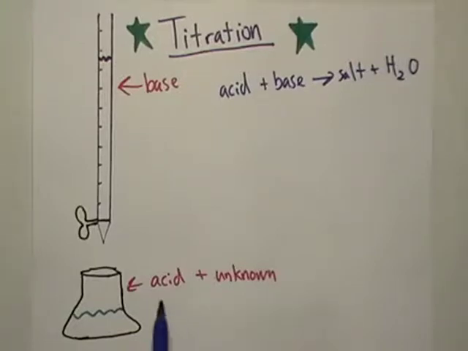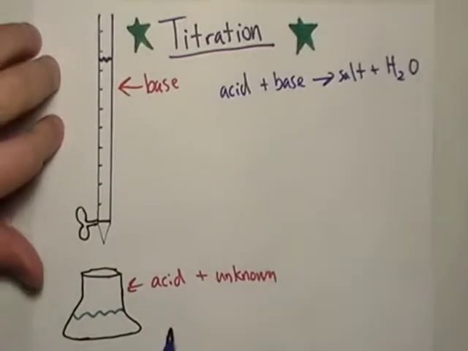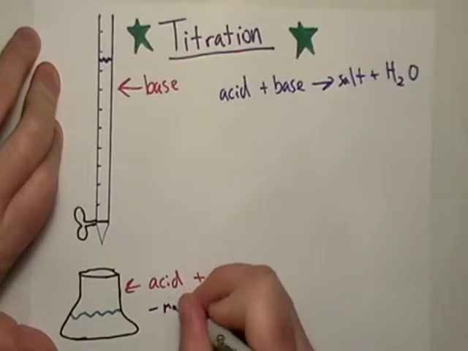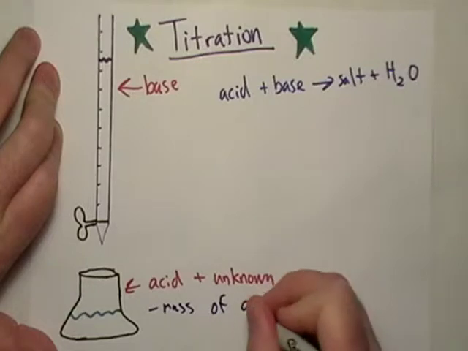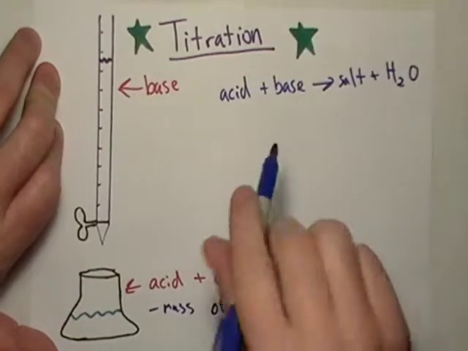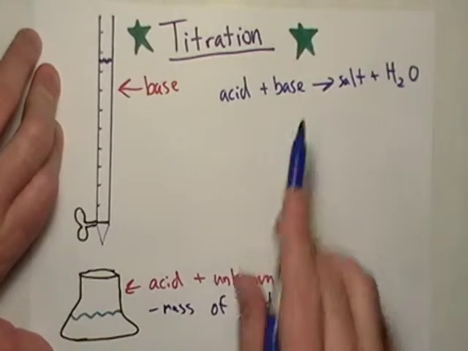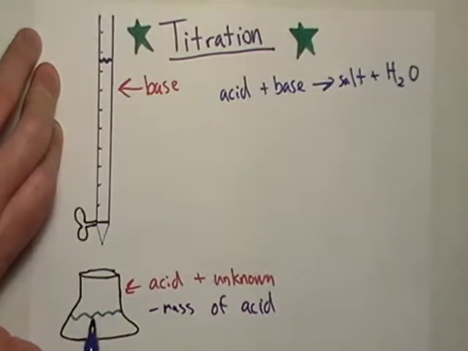Okay, so let's say I have an acid and it's also got some unknown in it. Maybe it's water. Maybe it's been diluted. Maybe it's something else. We don't know. Well, we want to find out the mass of the acid. Now, what we're going to do is react a base with the acid that's in my sample right here.